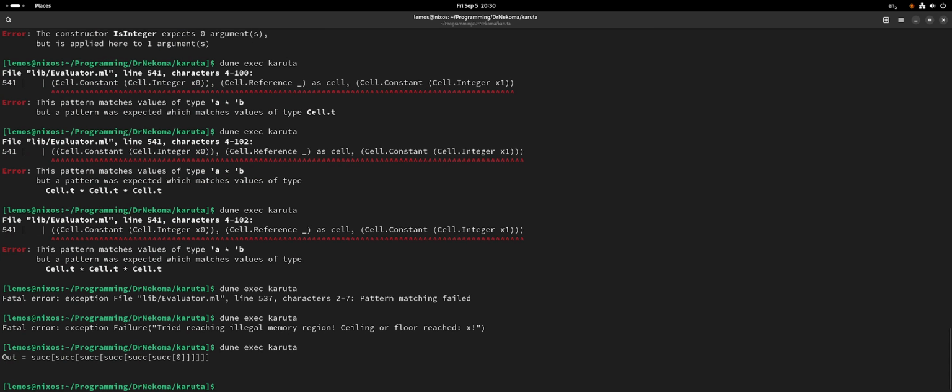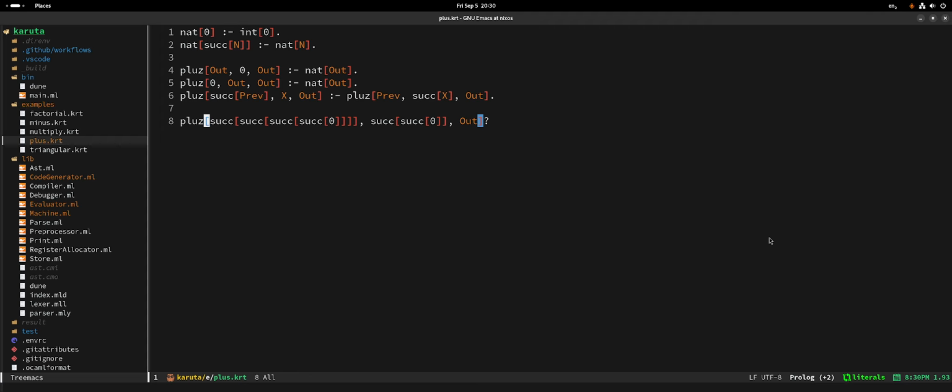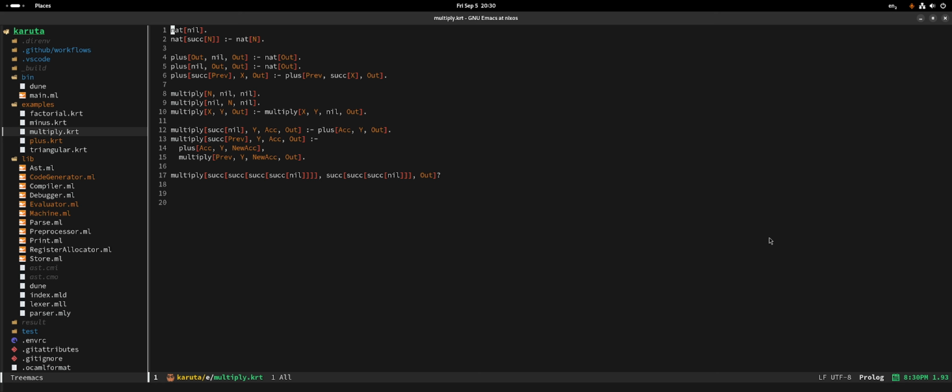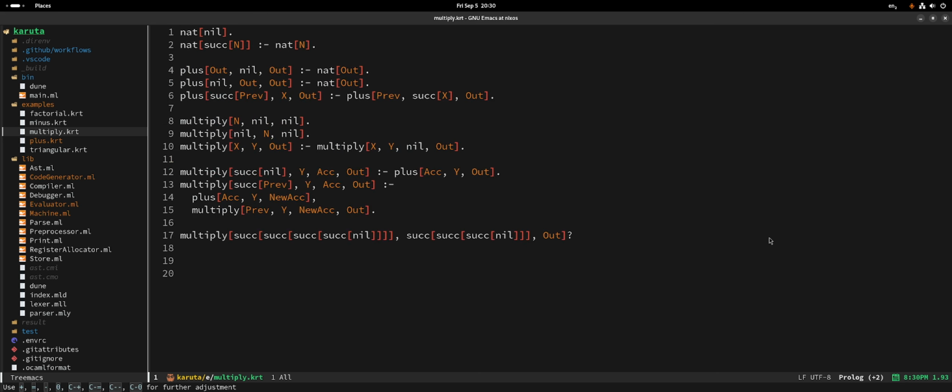But now that means that we can actually use plus as a built-in, which means that we can go to multiply and change it to use the new plus instead. Yes, we can. Actually, let's do that. So we don't need naturals anymore, right? We can just use int instead.